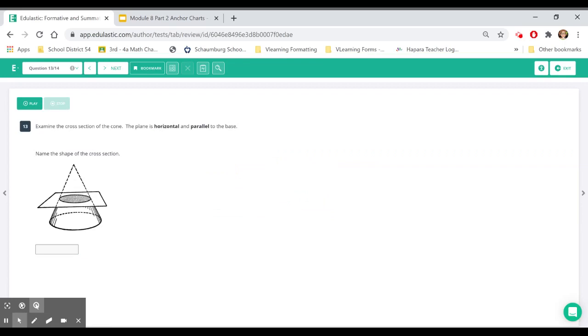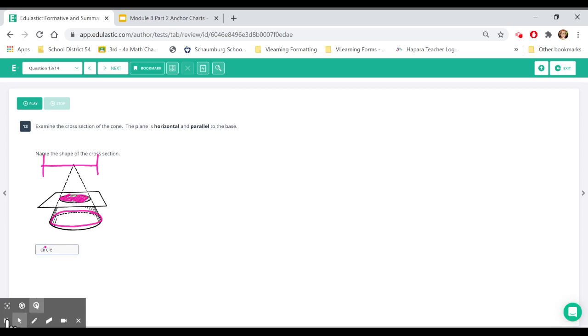All right, question 13. Examine the cross section of the cone. The plane is horizontal and parallel to the base. So the base here is a circle. Name the shape of the cross section. Well, we see this shape right here is very clearly a circle.